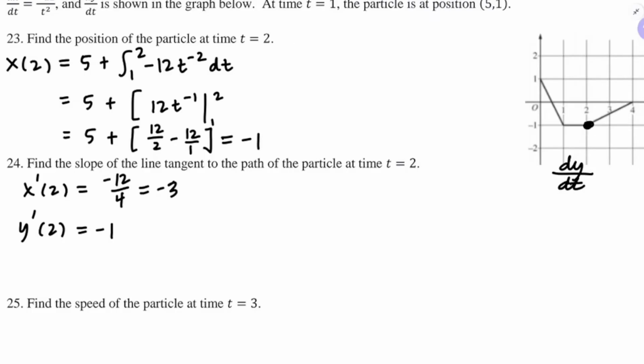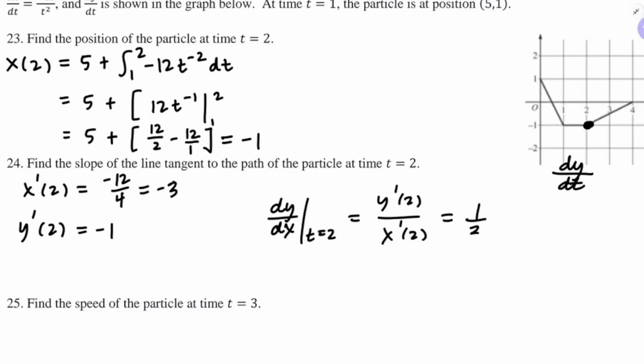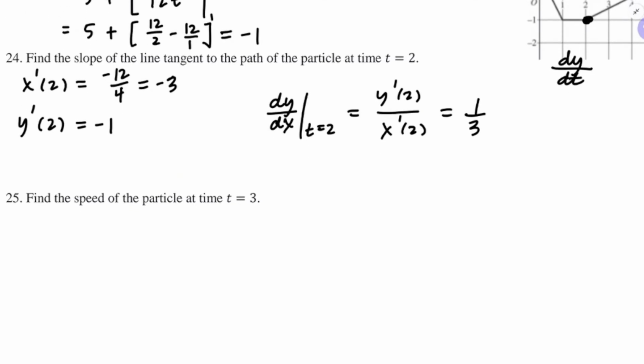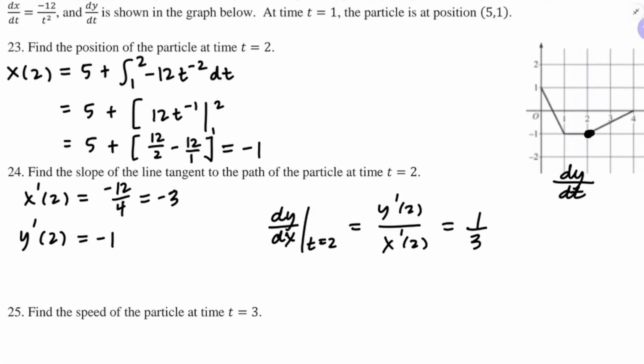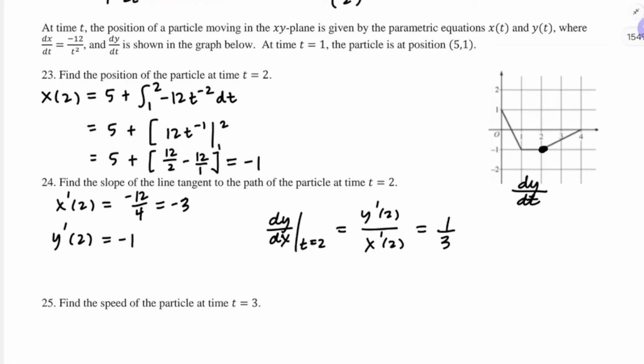Find the slope of the line tangent to the path of the particle at time t equals 2. dy/dx at time t equals 2 is y prime of 2 over x prime of 2, which is going to be negative 1 over negative 3. That's a third. And then the speed of the particle at time t equals 3. Oh man, that's a shame. At time t equals 3, we're going to have to use the fact that this is a linear function. Halfway between negative 1 and 0 is going to be negative a half.